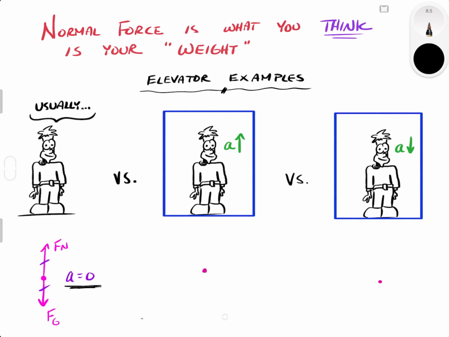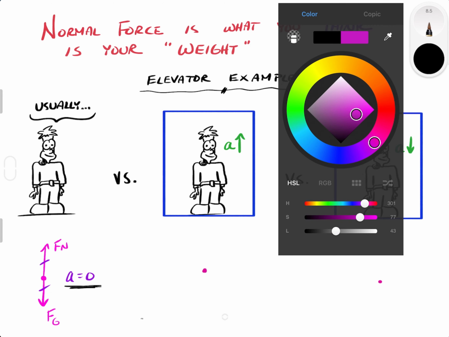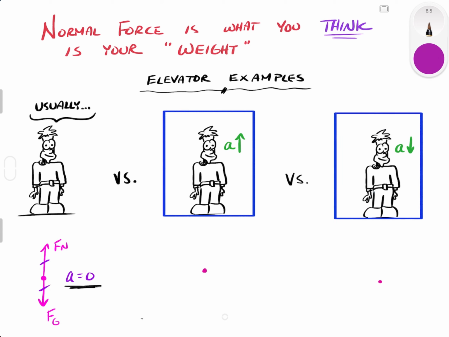If you've ever been in an elevator, you've likely experienced that weird sensation when the elevator first starts moving, where you get a weird feeling in the pit of your stomach. And it's going to be different whether you are moving upwards or downwards. So let's take a look at this. If you are accelerating upwards, well, you still have gravity, right?